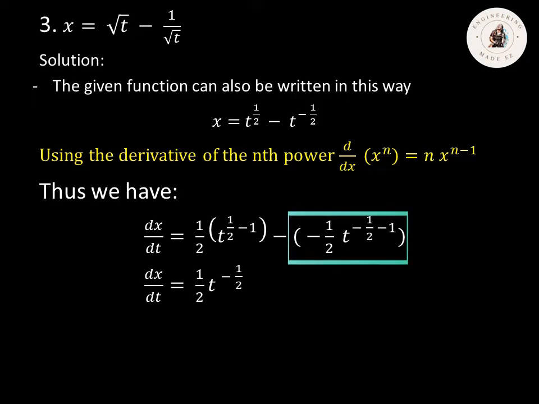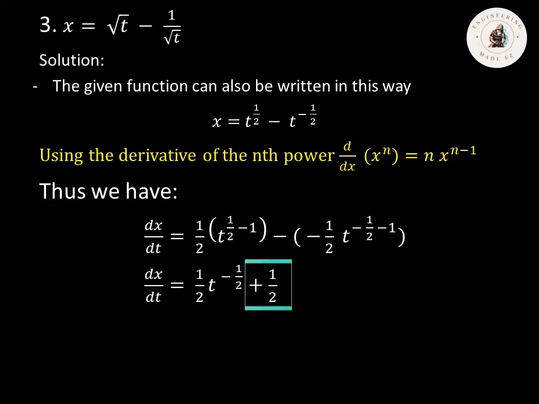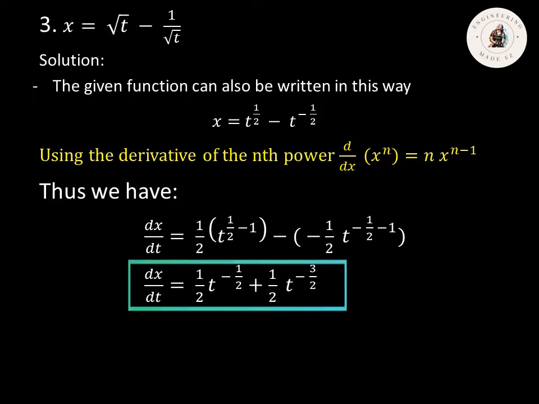For negative 1/2 times t raised to negative 1/2 minus 1, we have negative times negative, which is positive, then copy 1/2. Then for t raised to negative 1/2 minus 1, we have t raised to the power of negative 3 over 2. Therefore, the derivative of x with respect to t is equal to 1/2 times t raised to negative 1/2 plus 1/2 times t raised to negative 3 over 2.